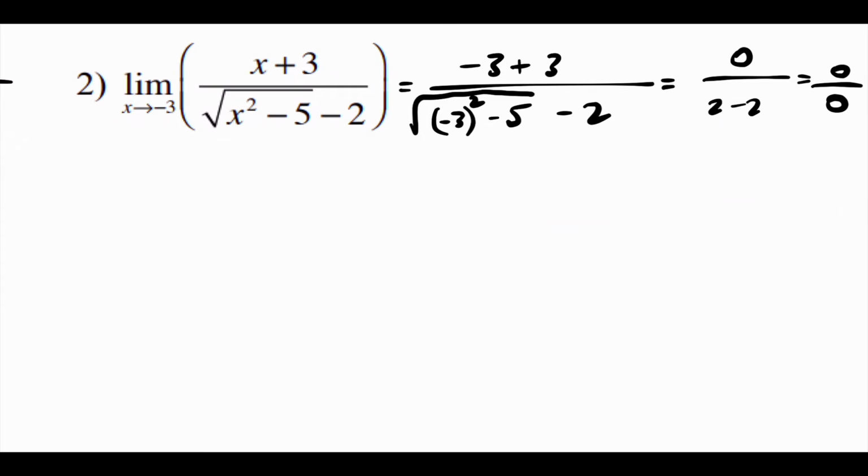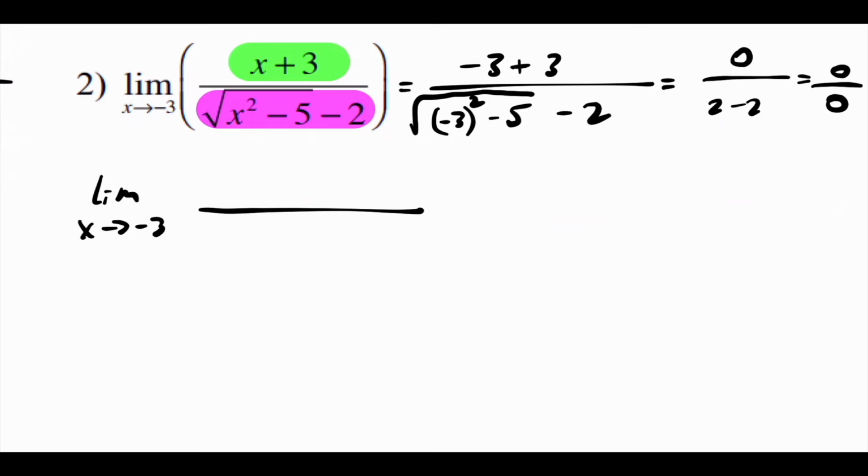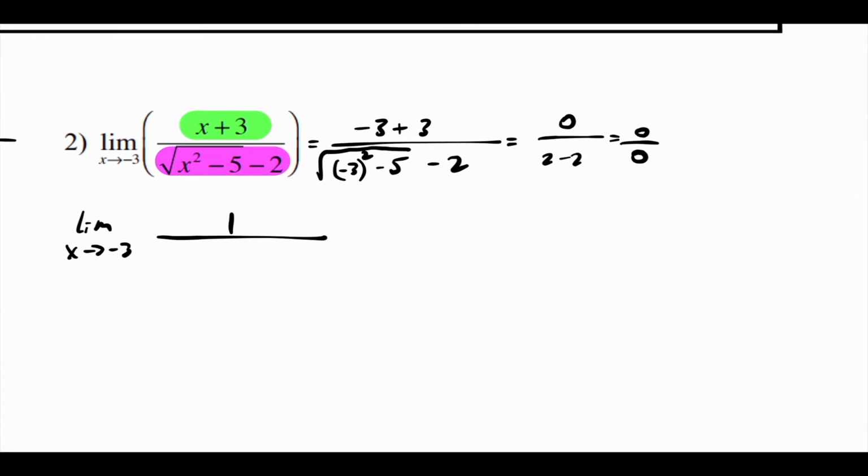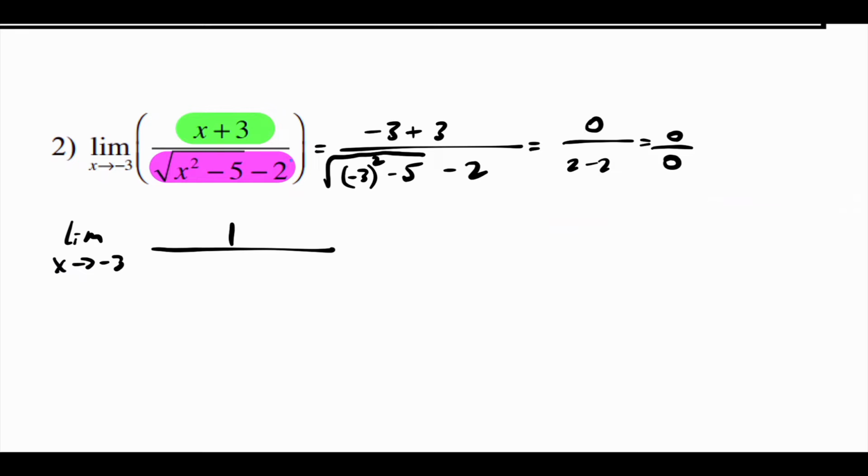So I'm going to take the derivative of the top and the derivative of the bottom and try it again. First, the derivative of the top is just 1. The derivative of the bottom is a little different, so I'm going to do the bottom over here. It's x squared minus 5 to the 1/2, minus 2. Well, the derivative of minus 2 is just 0.